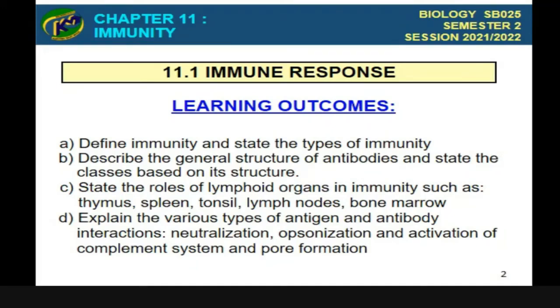I'm going to explain about immune response, chapter 11, subtopic 11.1, immune response. We are going to define immunity and state the types of immunity. Describe the general structure of antibodies and state the classes based on its structure. Then state roles of lymphoid organs in immunity such as thymus, spleen, tonsil, lymph nodes, bone marrow. Then we are going to explain various types of antigen and antibody interactions.